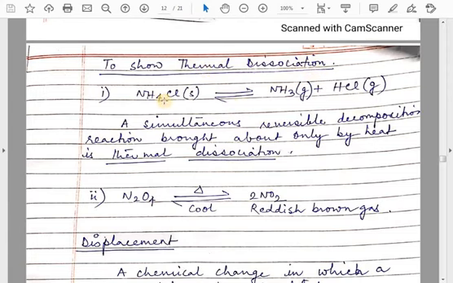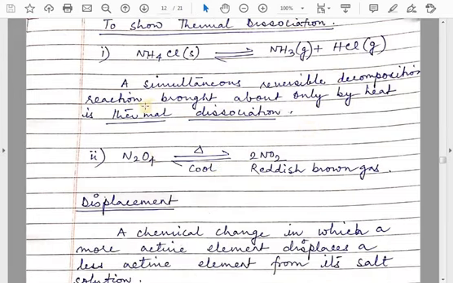Now ammonium chloride gives on heating ammonia and hydrogen chloride gas. These gases move at the upper part of the test tube, which is the cooler. Again there in the upper part of the test tube they form again the ammonium chloride, which appears as a white sublimate. So the simultaneous reversible decomposition reaction brought about only by heat is called thermal dissociation. So this is the definition of the thermal dissociation.